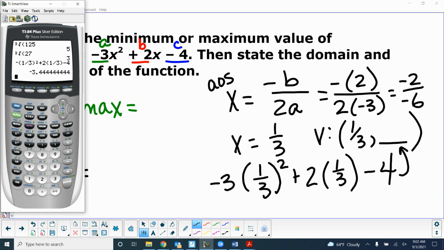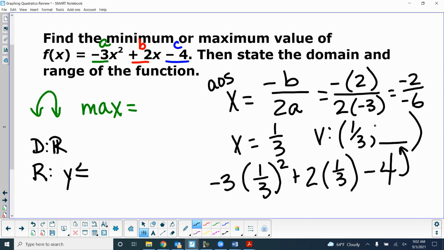If you want to change it to a fraction, which I prefer, you hit this math button. It's a couple under the second button on the left there. And just hit enter twice. That's changing your answer to a fraction. So negative 31/9 is that answer as a fraction. Again, if you want to write it as negative 3.4 repeating, that's okay. So that's my range and my max value.